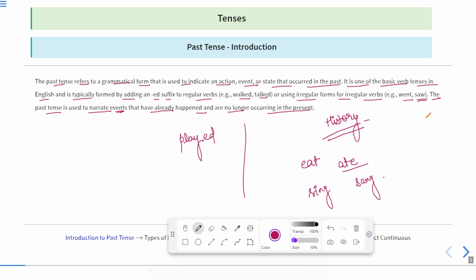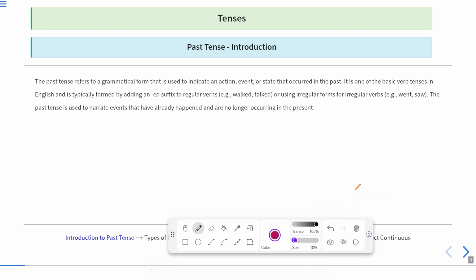Saw is the second form of see. Ate is the second form of eat. Sing is the first form, whereas sang is the second form. Drink is the first form, whereas drunk is the second form. So there are several irregular verbs as well. Okay. Well, this we have already covered in the verb chapter as well. Okay. Now let us move to the next.